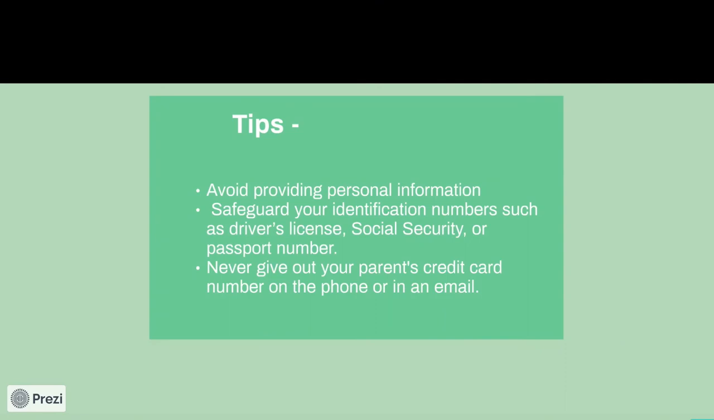The last few examples we went through, we should always be aware of what personal information we are providing and why it is needed, why the other person is asking for it. Never give out your driver's license number or your social security or your passport number. Never give out your parents' credit card number on the phone or in an email. You should only respond to people or organizations you know and trust. Ignore the emails from people you don't know.